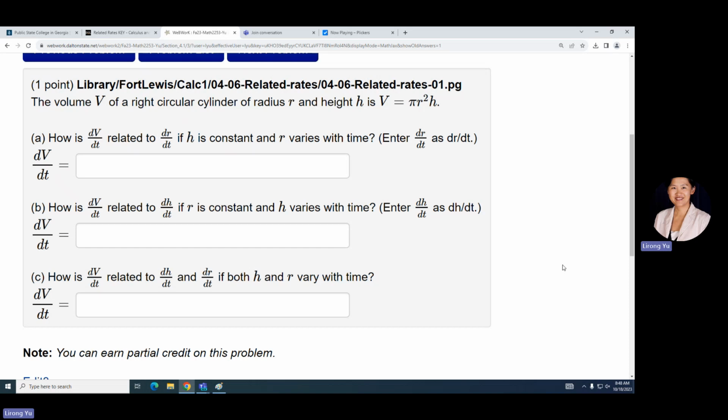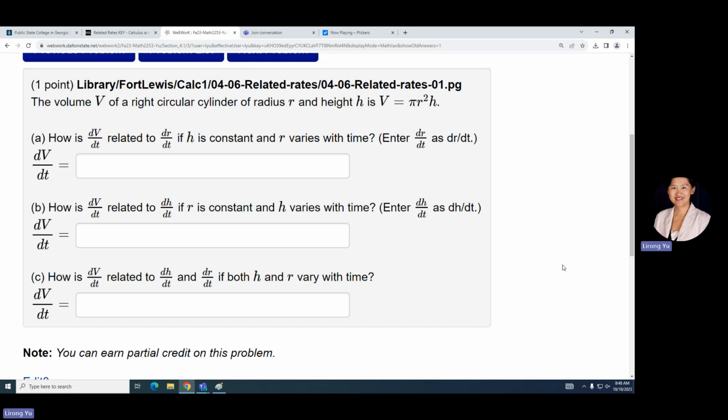Right. And the second question is what is dV/dt related to dh/dt if r is constant and h varies with time, meaning that h is a function of time, but r is a number. In this case, r is a number, h is a function, V is a function. So we can find how their derivatives are related. The last question is how is dV/dt related to dh/dt and dr/dt if both of them vary with time. So now r is a function, h is a function, V is a function. So you have to find how that goes. The three of them are looking at 3 different scenarios, and they apply to different situations.